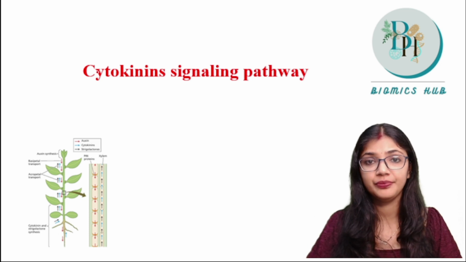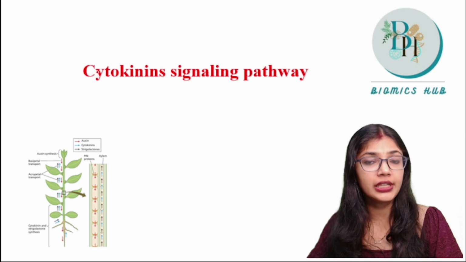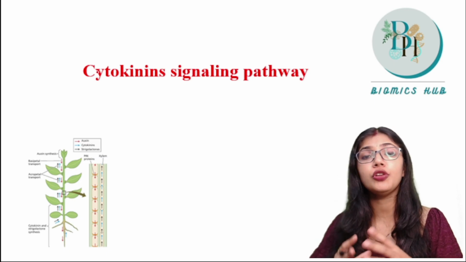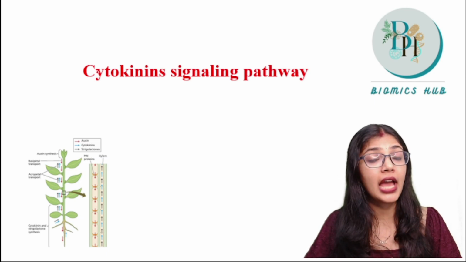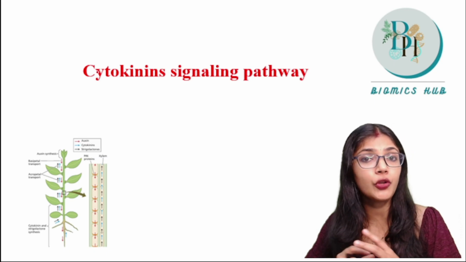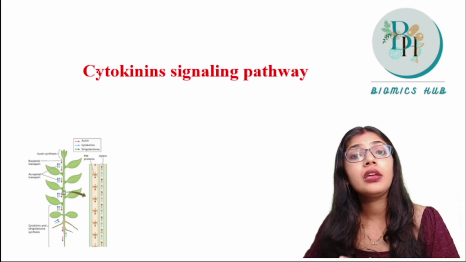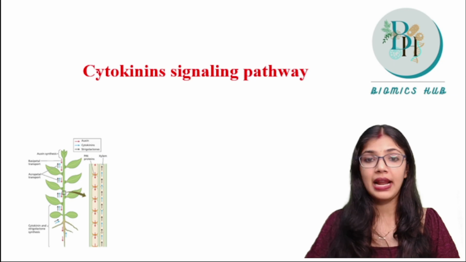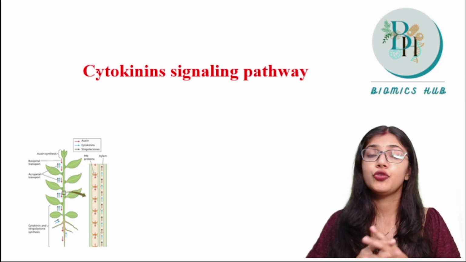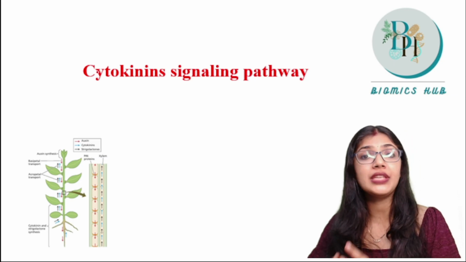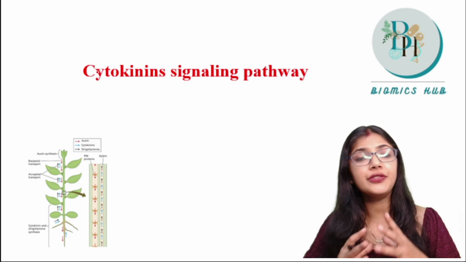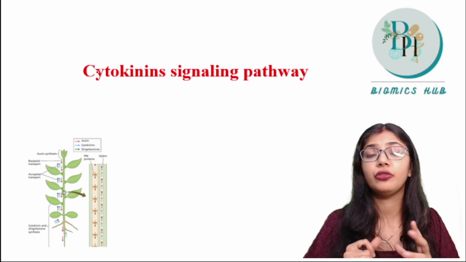Hope you're doing well. So have you ever wondered how a single phytohormone can control multiple factors? It can be formation of shoot, it can be growth of the leaves, or it can be delaying the aging of the plants. So these are being controlled by a single phytohormone which is known as cytokinin. So in today's video we will discuss the signaling pathway of cytokinin.